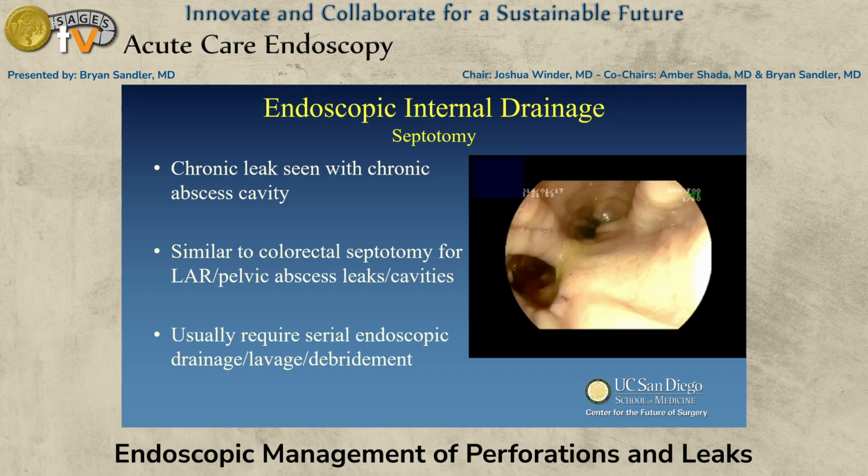Here you can see a sleeve leak with the sleeve and the distal stomach in the upper right-hand corner of that picture. The leak cavity is on the left-hand side. Septotomy basically converts that external cavity and facilitates better drainage internally.